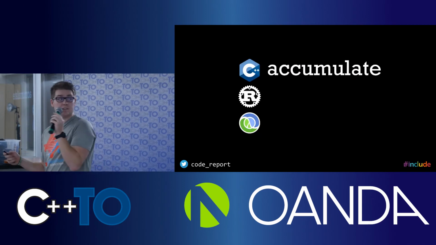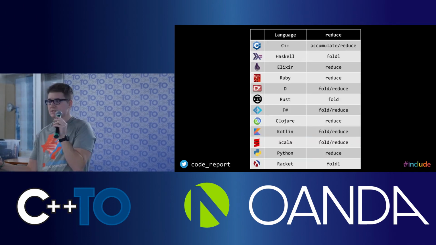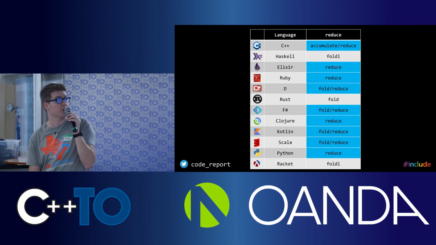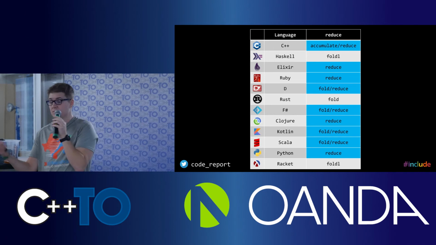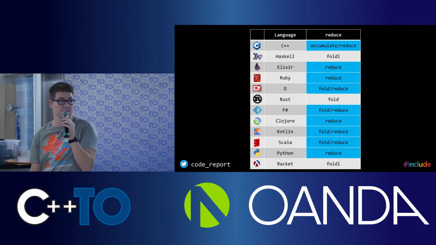Taking a look at accumulate, this is fold in Rust and reduce in Clojure. This is pretty consistent across different languages. You can see here the languages that call it fold. Here are the ones that call it reduce. And in C++17, we got the modernized version of accumulate, which is reduce, so that's great.